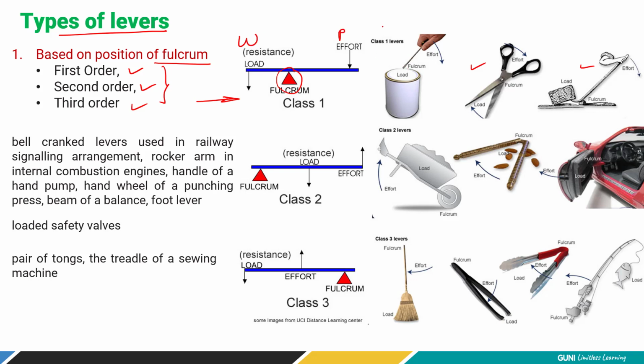Now where do you observe this in real-time applications? See the scissor. Here this point is the fulcrum, and the paper that we are cutting, the load we are applying, is called load, and the thumb by which we are operating the scissor is called effort. So this is a classic example of a first order lever. Here this classification is based basically on the position of the fulcrum only, right?